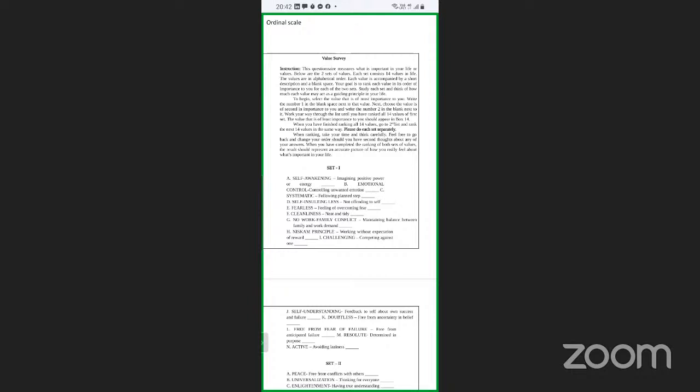So here again the instruction is very clear. It is clearly written how many questions there are, that is 14 questions. And it is clearly written how you will rank the values. So there will be no paired rank. Two values will not have the same rank. That should not be.